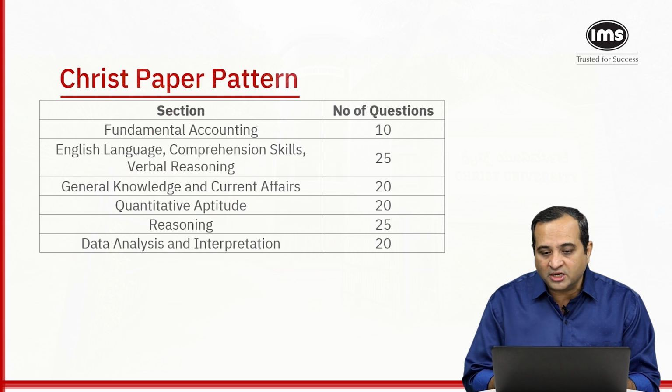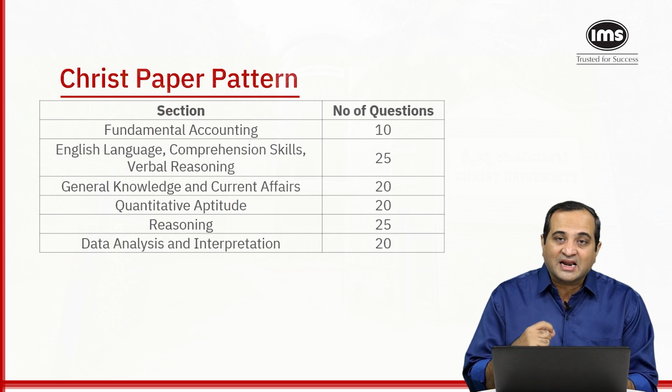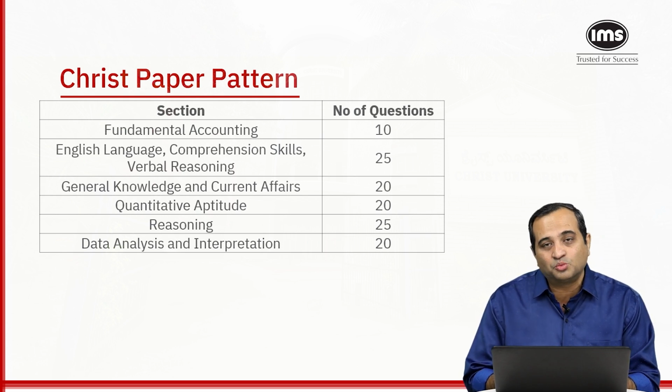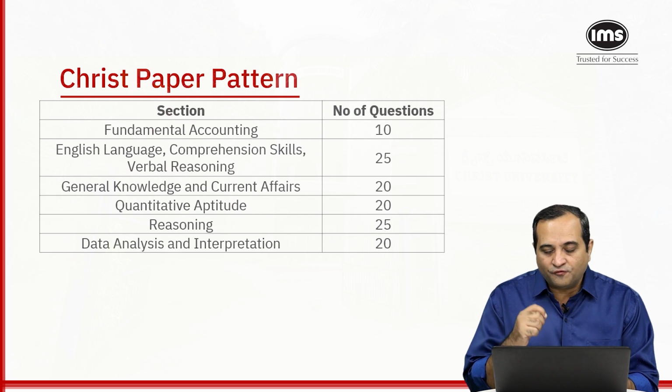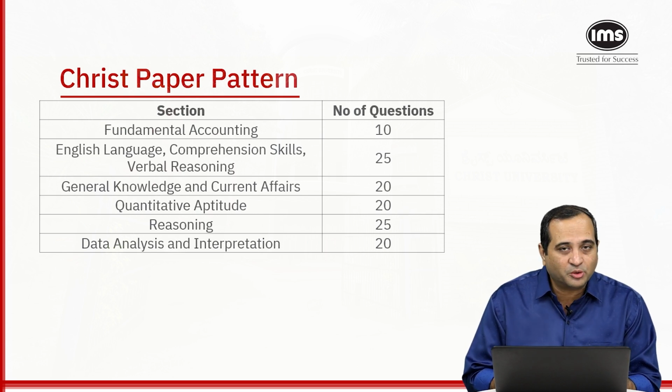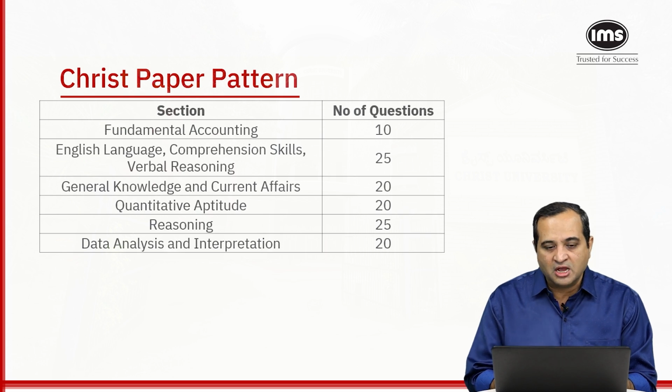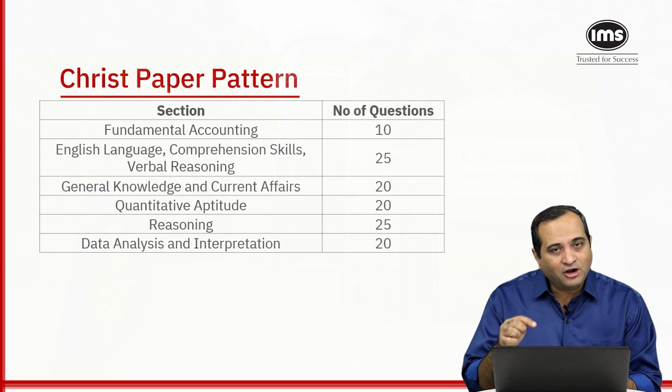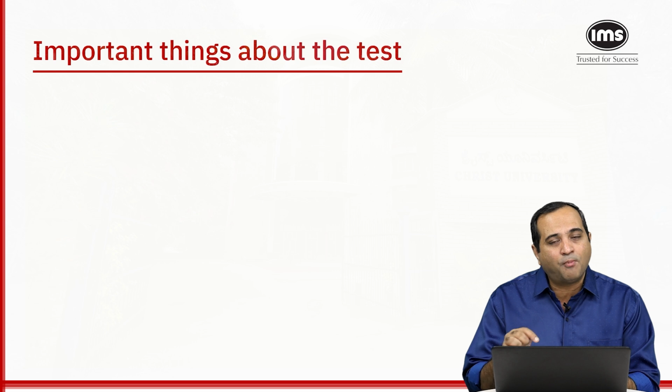Then you have general knowledge, which is 20 questions. Then you have maths or quantitative aptitude, which is 20 questions. Reasoning, which is 25 questions. And data interpretation and analysis, which is 20 questions. So if you check, you have a total of 120 questions and you will be given 90 minutes for these 120 questions. Now, before we go on and look at the various sections, there are a few important things that you will have to remember.